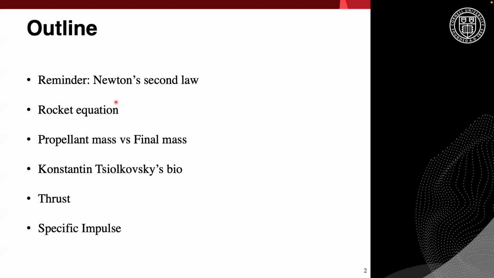So I will start by giving a brief reminder about Newton's second law. And I will derive the rocket equation, and we will see some discussion about the propellant mass versus the final mass of the rocket. And then there will be a quick bio of Tsiolkovsky, who is the guy who derived the rocket equation a century ago. And then we will talk about the thrust and the specific impulse.